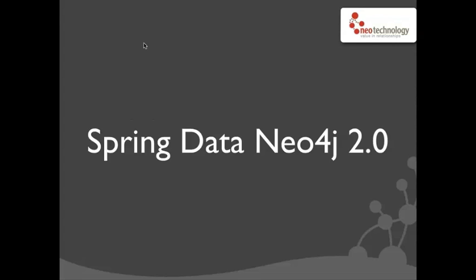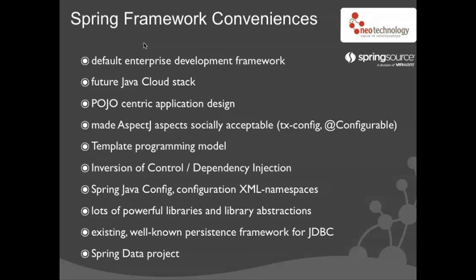Now let's have a look at Spring Data Neo4j. I'd like to start with the conveniences that the Spring framework actually brings along for providing a client library to a graph database. So the first convenience is that the Spring framework is the default enterprise development framework that most people use, who are not in J2EE, EJB. And it's also branded by VMware as the future Java cloud stack for Cloud Foundry. So lots of focus on that, which is also important for NoSQL databases, of course.